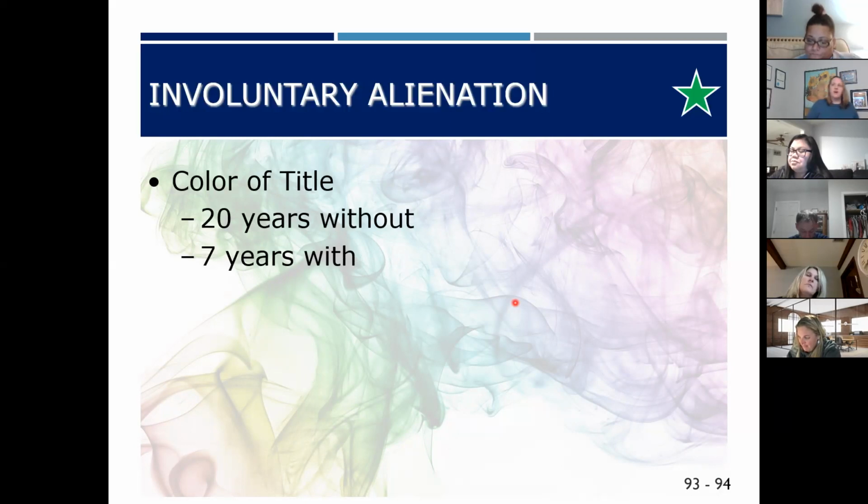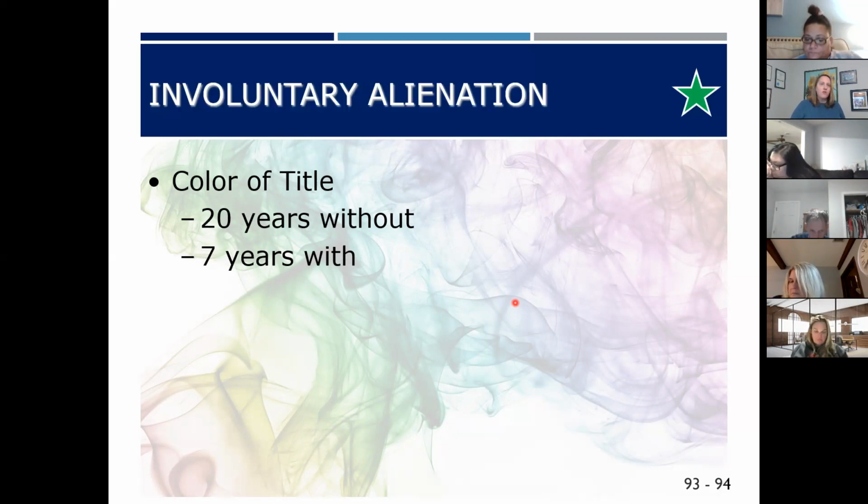Something called color of title. Color of title is just some kind of faulty document or reason to believe that the property is yours. So if you have color of title, you could claim adverse possession within 7 years. If you don't have color of title, you could claim adverse possession within 20 years.